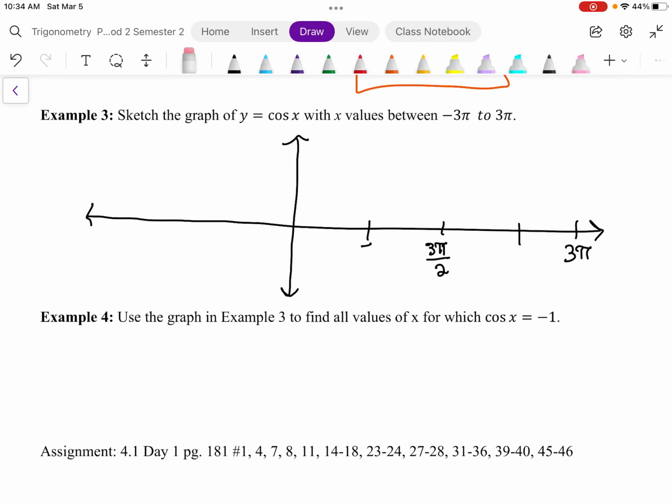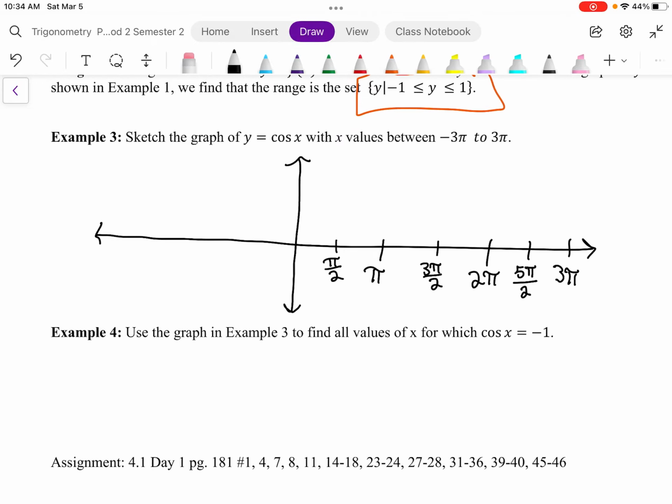I think I'm going to do this differently. Sorry. Let's figure this out. So if we have 3 pi, if we cut this into thirds, that'll work better. So then we'll have pi and 2 pi. And then we could get pi over 2, 3 pi over 2, and then 5 pi over 2. Right? 2, 3, so that would be 1 more than 5.